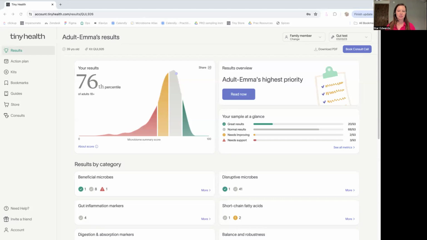I'm the Healthcare Practice Director at Tiny Health, and I'm going to show you around the Tiny Health results. First, let's start with a high-level overview of what information these results are going to provide you with.